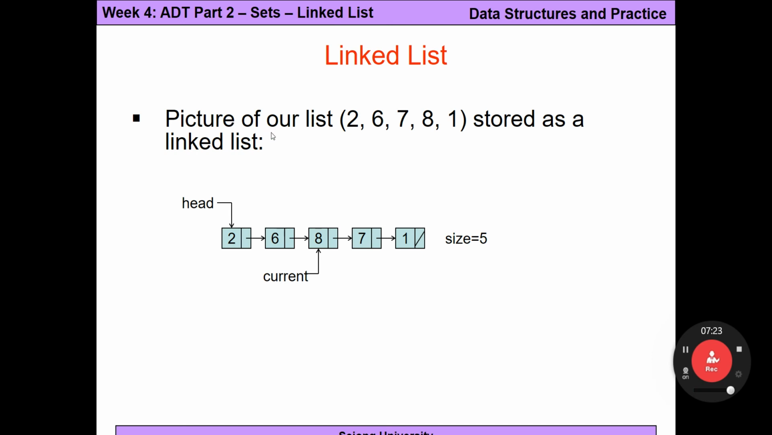This is the picture of our list 2, 6, 7, 8, 1. This is the list stored as a linked list and its size is equal to 5, same as the size we define in the case of arrays. So here the size is 5 and current is the pointer pointing to the current node. This is how the linked list is defined.